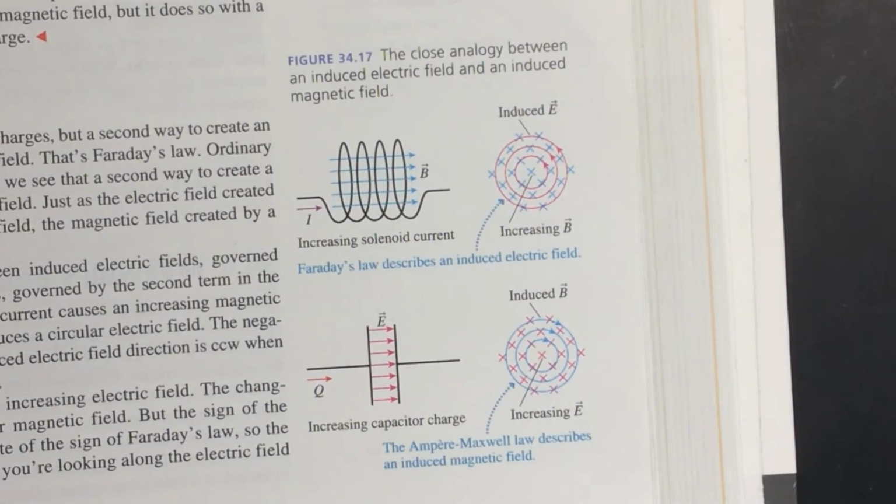But for the Maxwell part of the Ampere-Maxwell equation, increasing electric field into the page does create a magnetic field clockwise. So it actually follows the right-hand rule. Right-hand rule for the Ampere-Maxwell law, but negative right-hand rule for Faraday's law.